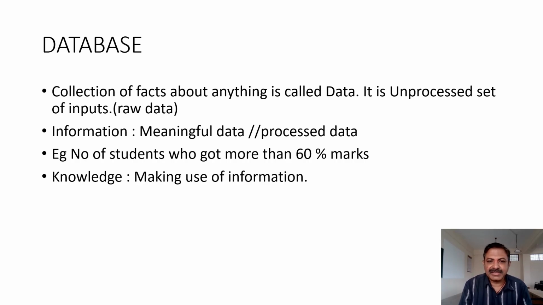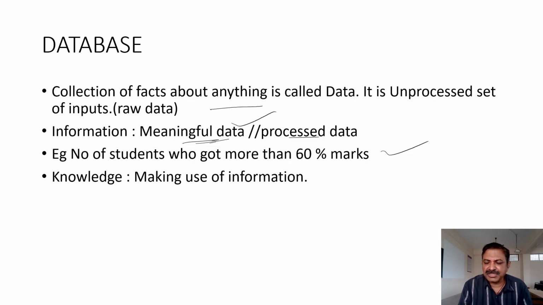So data is nothing but a collection of facts about anything. It is not processed. What is the difference between data and information? Information means data which is meaningful, data which is processed and has some meaning. For example, the number of students who got more than 60% marks, if you take the students database. That is information.